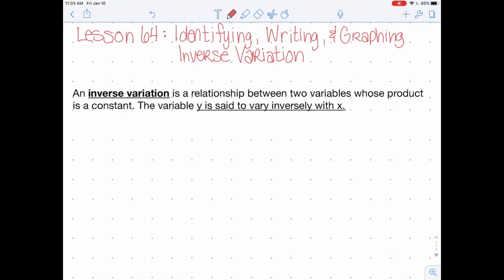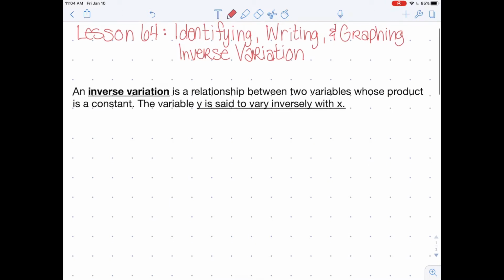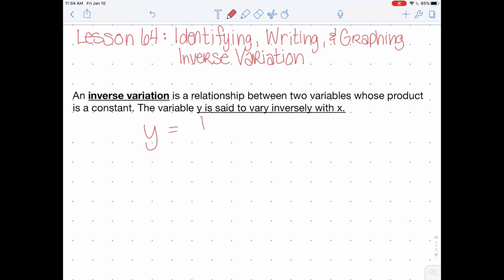Okay, so we are on lesson 64, identifying, writing, and graphing inverse variation. We've talked about direct variation before. This is kind of the opposite. An inverse variation is a relationship between two variables whose product is a constant. And when we say it, we say that the variable y is said to vary inversely with x instead of directly with x. The equation for an inverse variation is always y equals k over x, and k is a constant, so it's always a number.